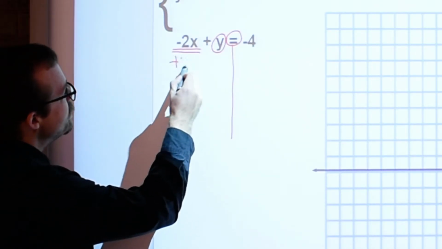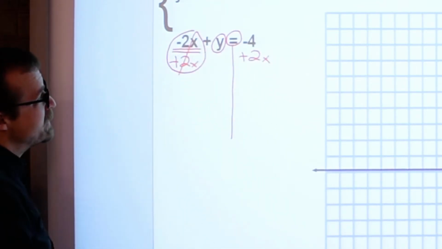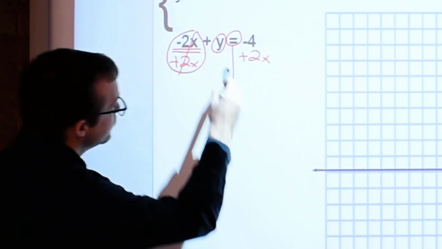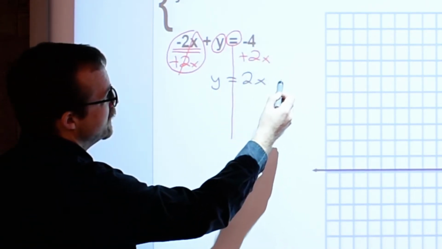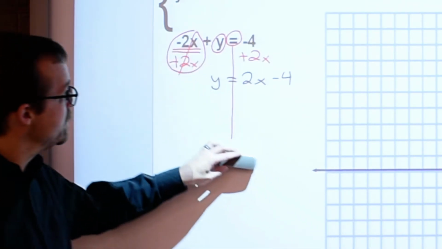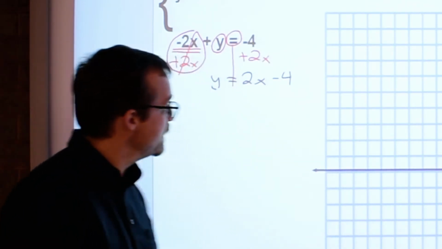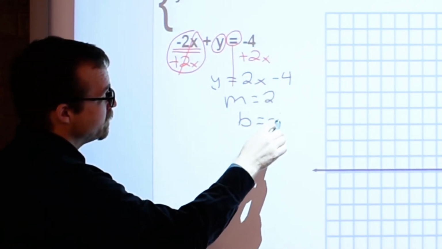Let's add 2x to both sides. Negative 2x plus 2x is 0, and that just leaves me with y equals 2x, and that is a minus 4. So minus 4 here. There we go. So we've got 2x minus 4, and that means my slope is 2. My y-intercept is negative 4.